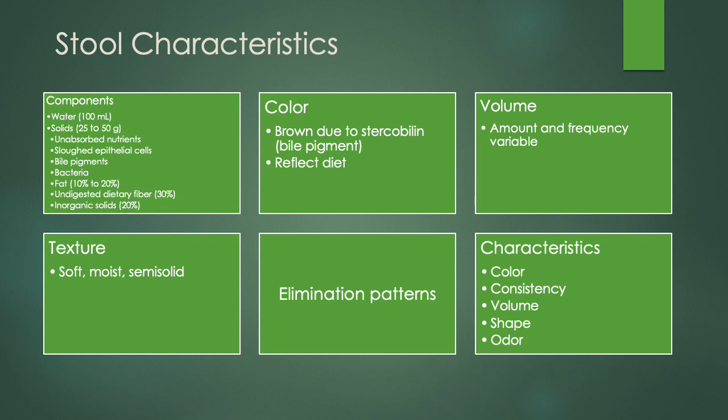You also want to document texture, and texture can mean anything. It could be semi-solid, moist, or soft, and again, these would be attributed to different disease patterns. As far as your elimination patterns, you want to document how frequent, and whether the stool is hard or soft. You want to document if the pattern is consistent within a 24-hour period or if it's sporadic. Again, these pieces of information will help the physician understand if there's a different disease process going on.